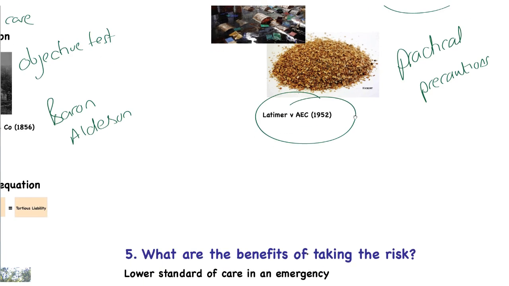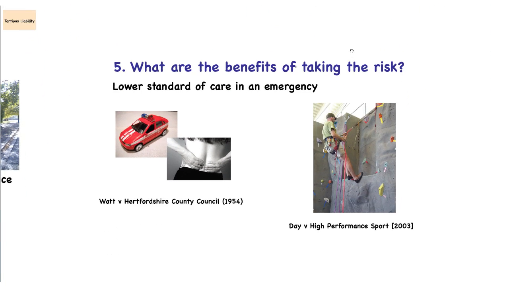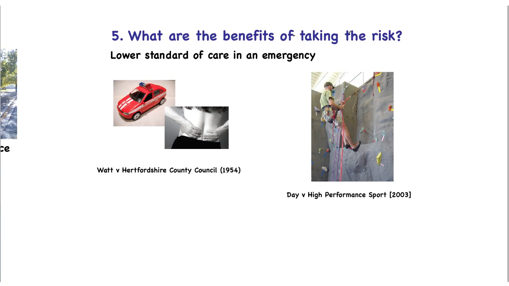And finally, the fifth factor is, what are the benefits of taking the risk? And this is about public utility. If we make people in public positions liable for trying to help others, they will stop trying to help others. So therefore, perhaps we should have a lower standard of care when reacting to an emergency. So this might lower the standard of care. The court must balance the risk against the measures and the benefit of public good.